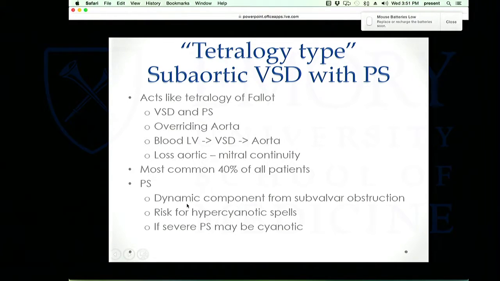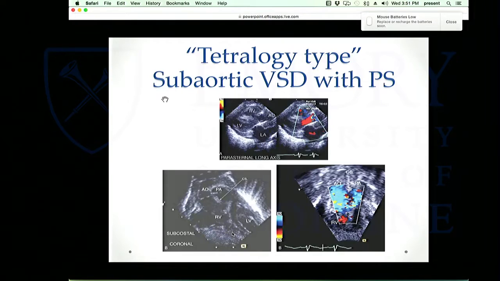You'll also, similar to tetralogy of Fallot, see that same dynamic component for the infundibular or subvalvar component of the pulmonary stenosis, and then more of a fixed component of the obstruction at the level of the valve. So they're at risk of TET spells, and then they may be cyanotic if there is severe pulmonary stenosis.